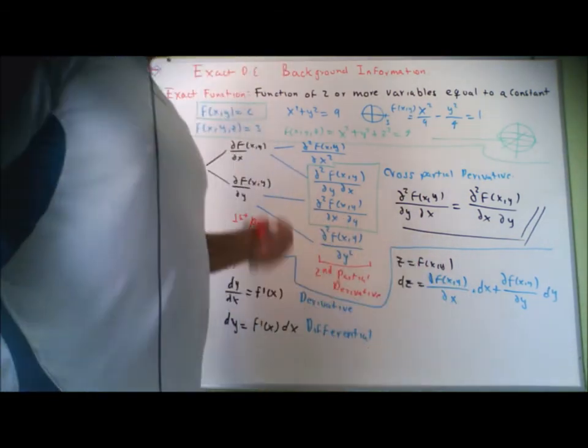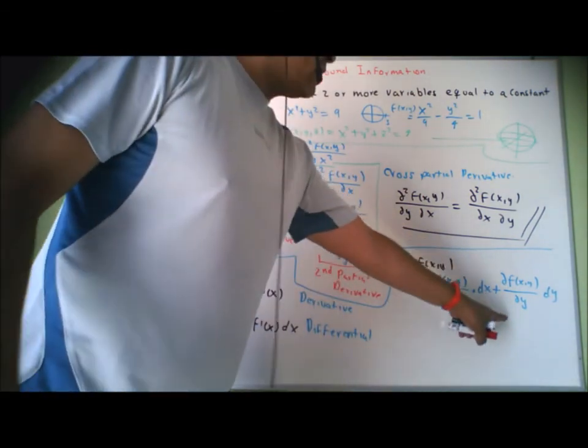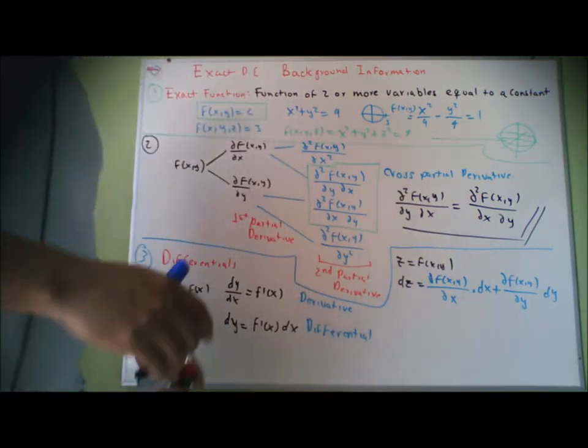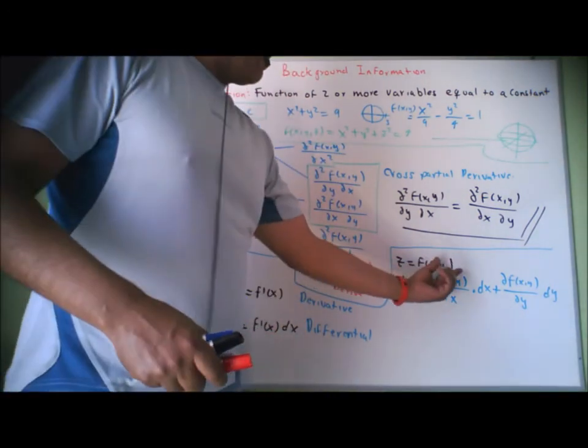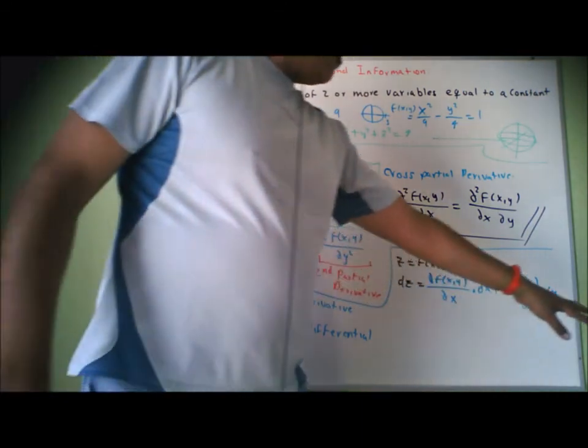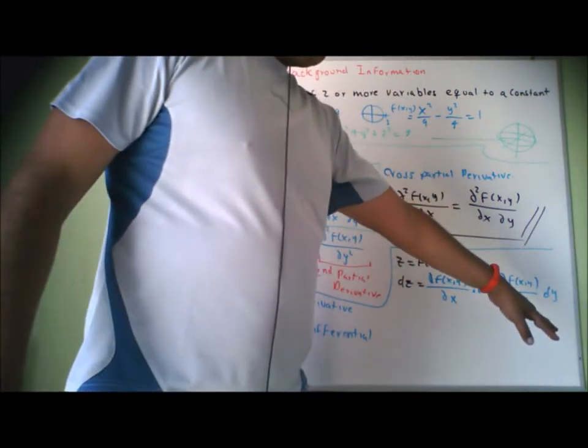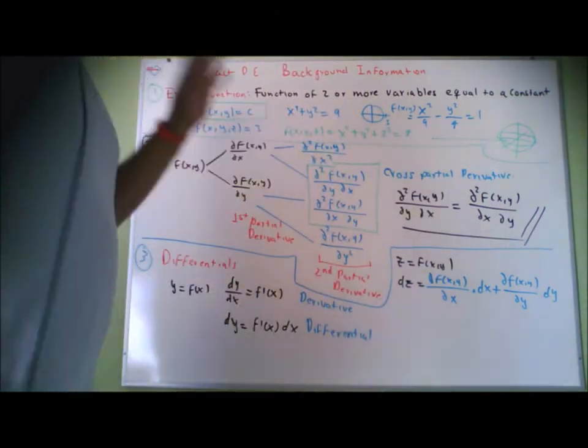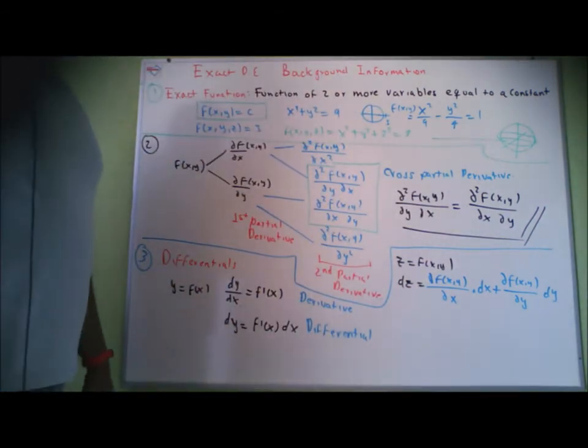Now if you happen to have three variables, then you just add the partial of the third variable, differential of the third variable. But let's keep it for two variables. Okay, now this is concept number 3.